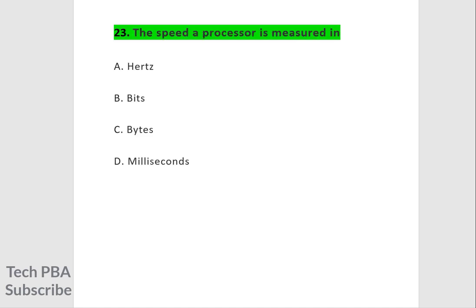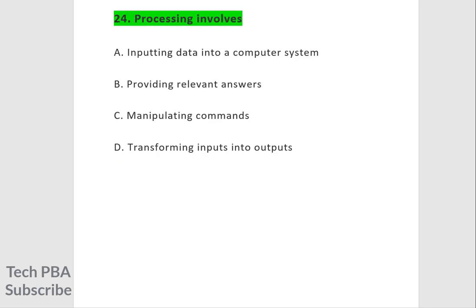Question number 23. The speed of a processor is measured in, the correct answer here again is option A, which is hertz, either in megahertz or gigahertz. So the speed of a processor is measured in hertz, option A. Question number 24. Processing involves, the correct answer here is option D, transforming inputs into outputs. So when we talk of processing, which is the work of the CPU or the processor, it involves transforming inputs into outputs.